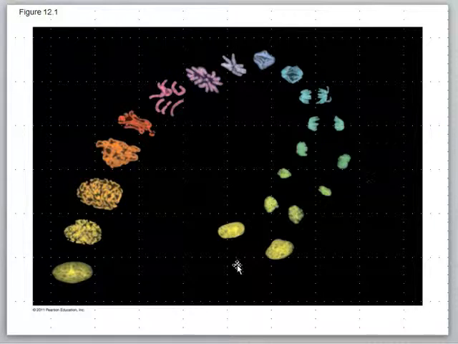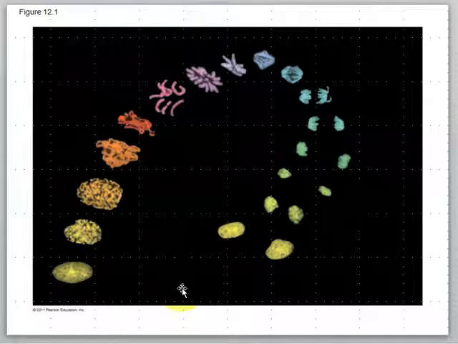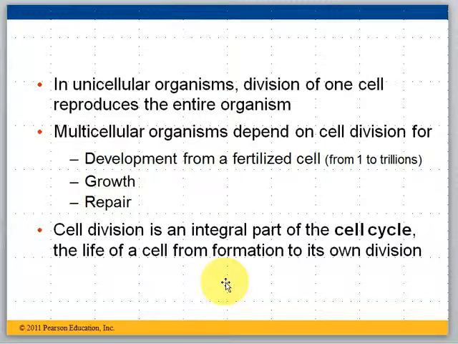So this is kind of a cool picture that shows, at least from the chromosome perspective, what's going on in cell division, and we're going to look at this in more detail. Cell division is important for all living creatures. It doesn't matter if you're made up of trillions of cells like a human being or you're a single-celled amoeba.